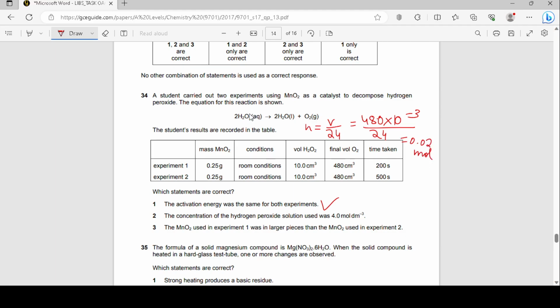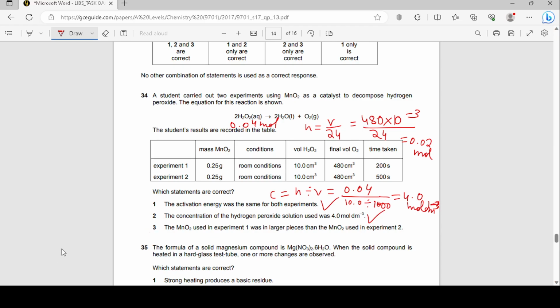The ratio between oxygen and hydrogen peroxide is 1 to 2. So if this is 0.02 moles, then hydrogen peroxide should be 0.04 moles. And then the concentration of H2O2 will be C equals n over V. So that's going to be 0.04 divided by the volume, which is 10.0 cubic centimeters, so 10.0 divided by 1000, or multiplied by 10 to the power of negative 3. Yeah, I got 4.0 moles per cubic decimeter. So it seems that 2 is also right.